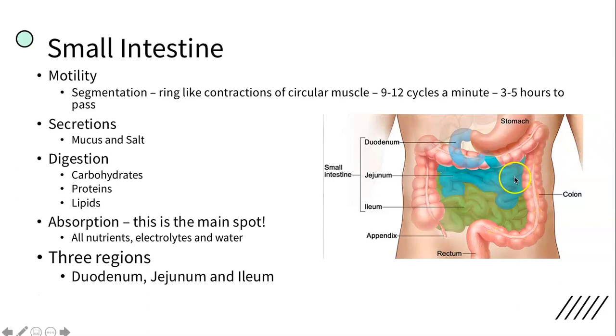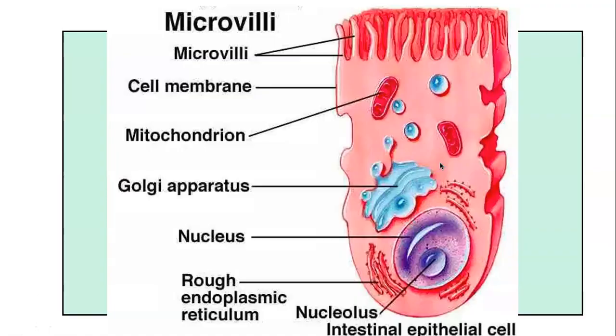Notice that the small intestine is only called the small intestine because of its width, not for its length. This is the large intestine. It's much shorter, but it's just wider. So it's called the large intestine. We've got 3 regions here, the duodenum, the jejunum, and the ileum. So that is your small intestine, and let's move on.